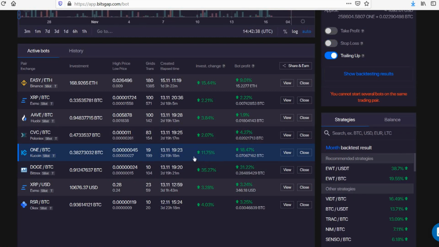So the investment change is not as great because the asset itself hasn't gone up at the same rate as these two. But the important thing is I've accumulated twice the amount because of this trading range.